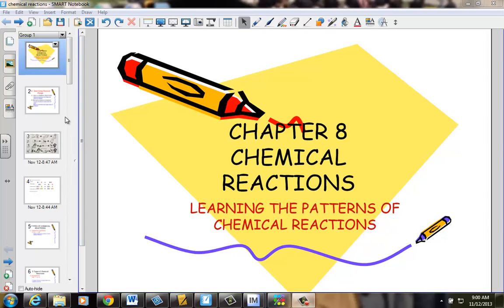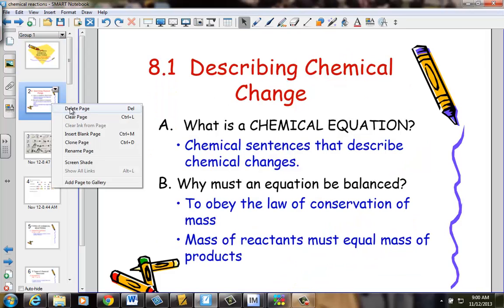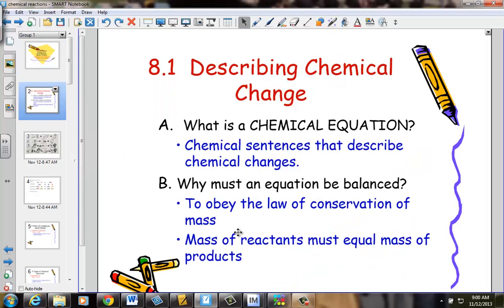Let's go ahead and start with our brand new notepad, opening it up to the first page where we're being asked to describe chemical change, section 8.1. The first thing on our plate here says to describe a chemical reaction. We know that a chemical equation, letter A in our notepad, is defined as a chemical sentence that describes a chemical change. This is what we are writing in our notepad under letter A of section 8.1. A chemical equation, a sentence that describes chemical change.